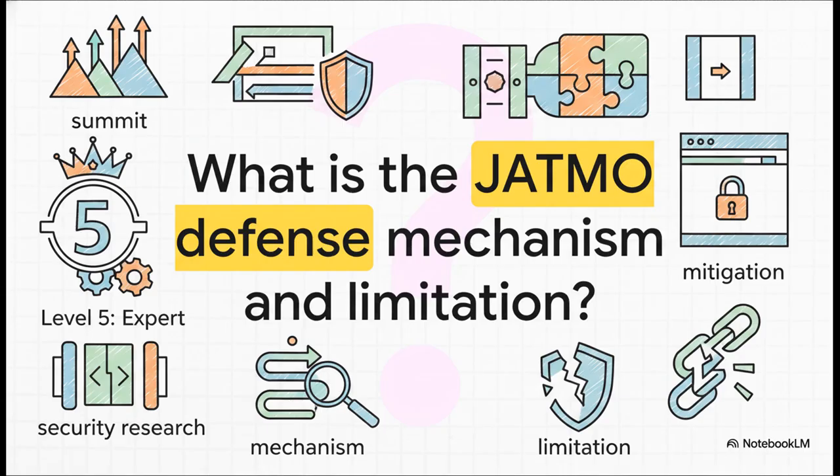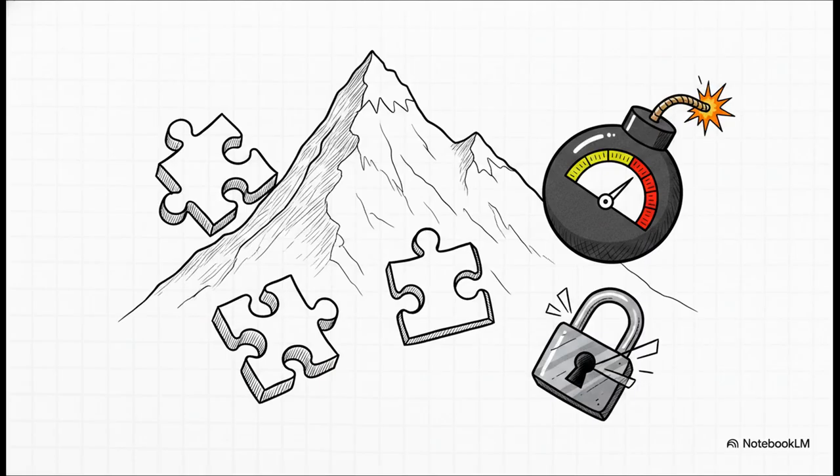And here we are, we've reached the summit, level 5, expert. This one is pulled straight from some very recent academic security research. The JATMO defense strategy attempts to mitigate prompt injection. What is its primary mechanism, and what is its known limitation? Prepare yourself. These are dense.